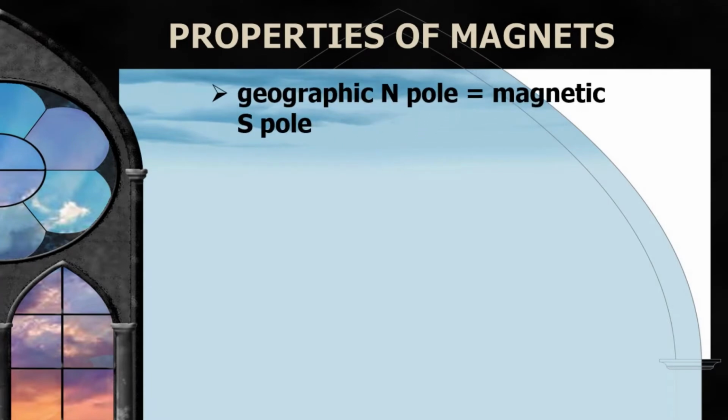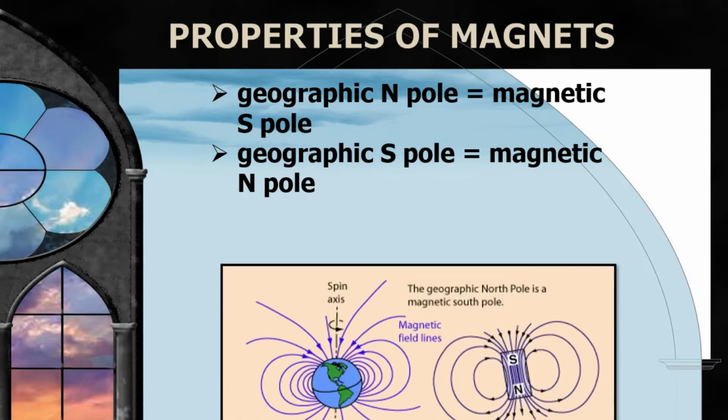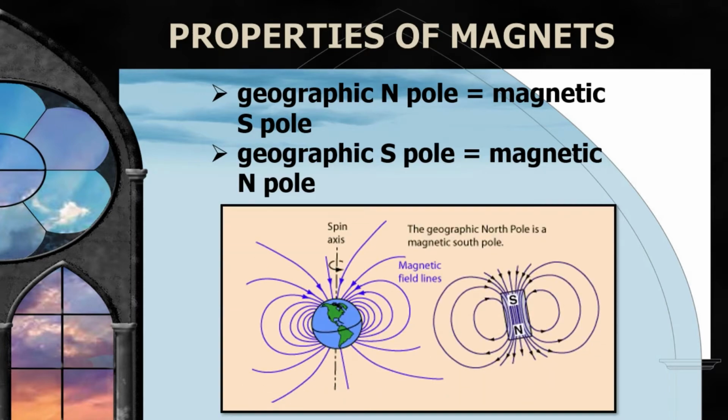But when we are talking about the geographic N pole, this always tells us the magnetic S pole. While our geographic S pole naman, this is the magnetic N pole of our magnet. So as you can see, the geographic north pole is a magnetic south pole in this diagram.